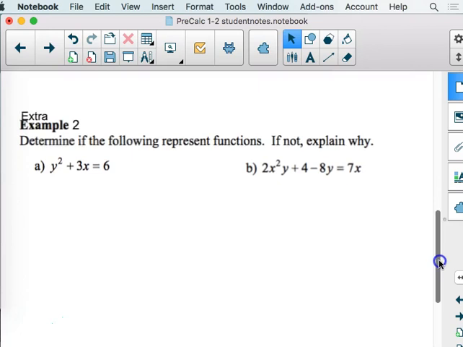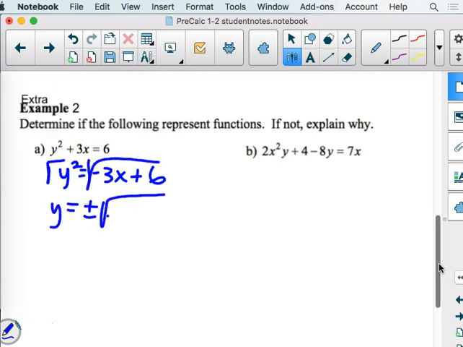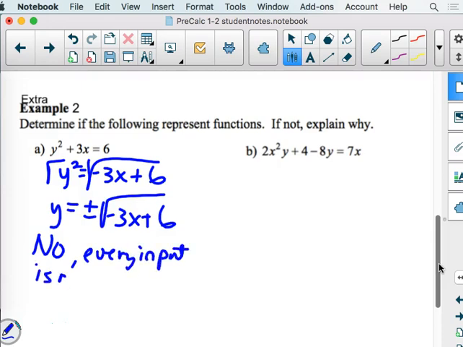So let's take a peek at these. Determine if the following represent functions, if not, explain why. All right, let's take a peek. Got to get y by itself is what they said. So that would mean we're going to subtract 3x from both sides. Square root, and there it is right there. y equals plus or minus the square root of negative 3x plus 6. So this is a no. Every input is not producing exactly one output.